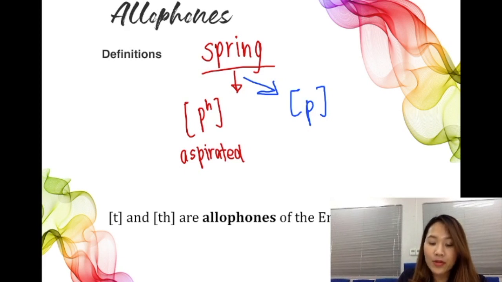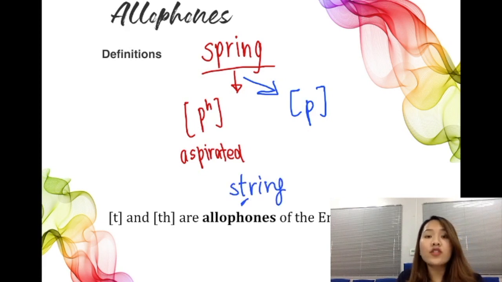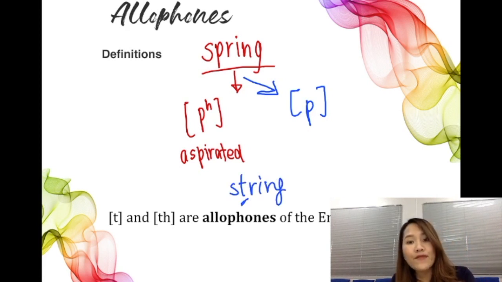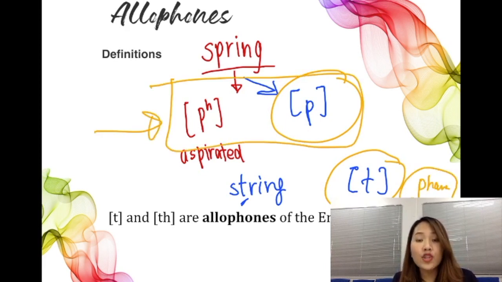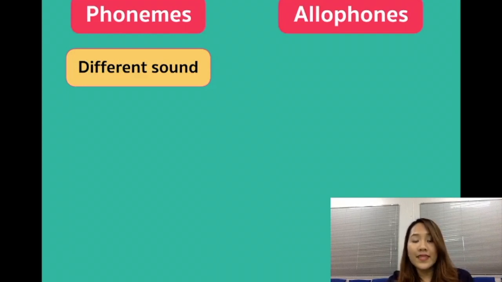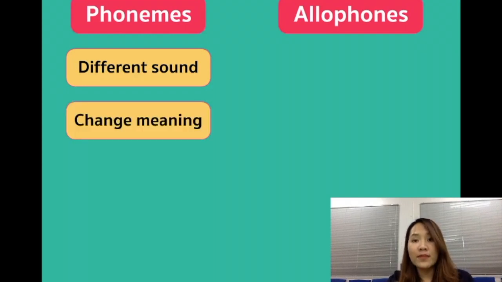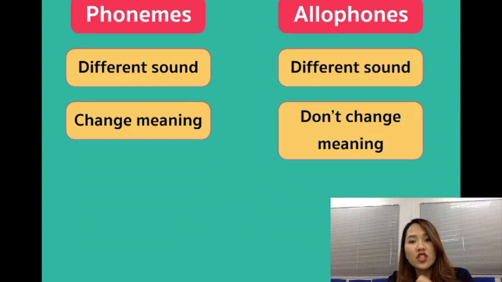But if I pronounce the word spring with a different phoneme, for example, with t, it's going to be string. So this affects a different word, a different meaning. Instead of the season spring, it's going to be string. We can say that t and p here are two different phonemes, but the aspirated p and unaspirated p are two different allophones that belong to the same phoneme p. So to sum up again, phonemes are different sounds and can change the meaning, but allophones don't change the meaning.